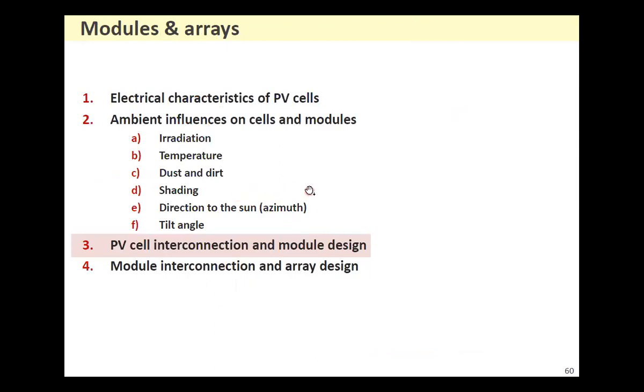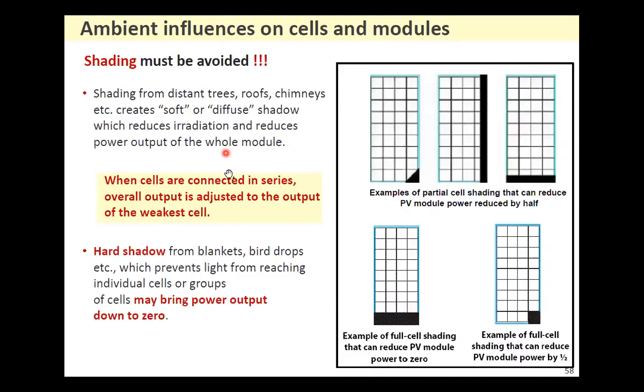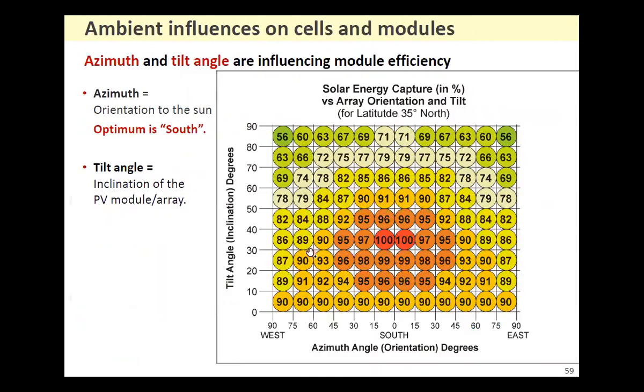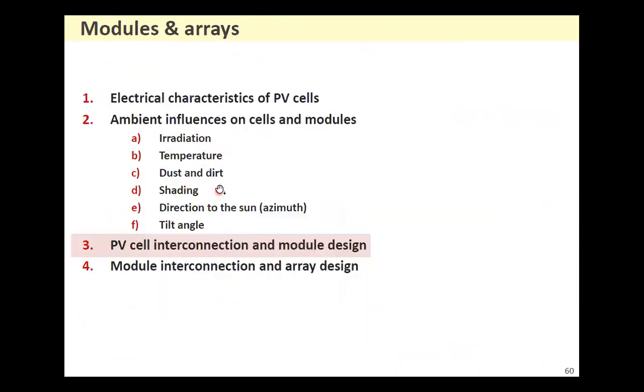So what are the influences on the cell? Irradiation, as we told you, the changing irradiation and the changing maximum power point. Then temperature, dust and dirt, shading, direction to the sun and tilt angle.